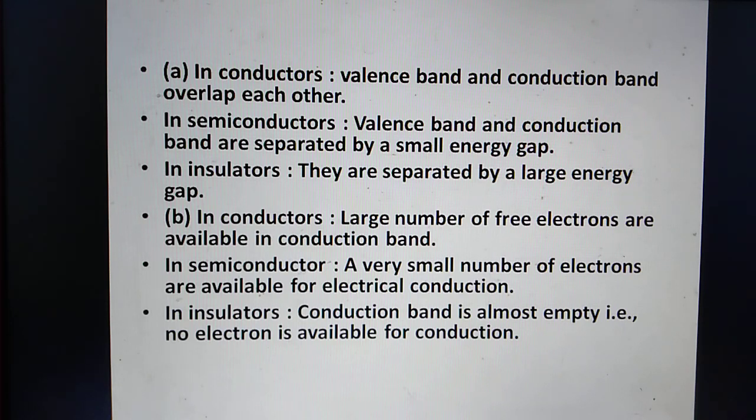B. In conductors, a large number of free electrons are available in the conduction band. In semiconductors, a very small number of electrons are available for electrical conduction. In insulators, the conduction band is almost empty, i.e. no electron is available for conduction.